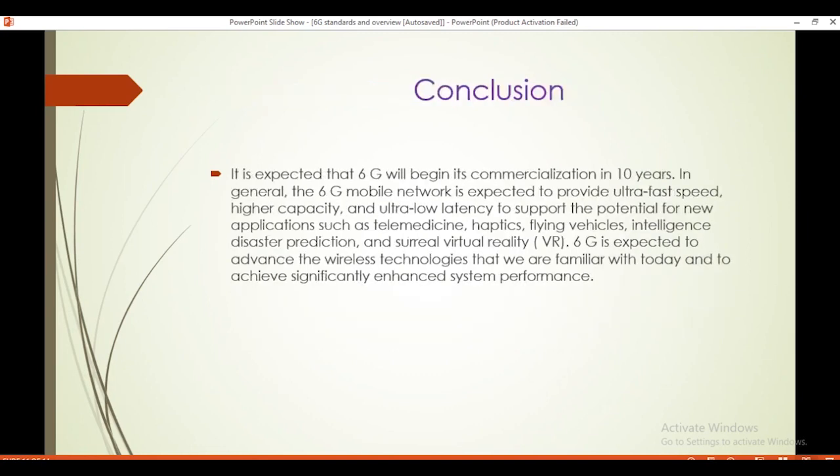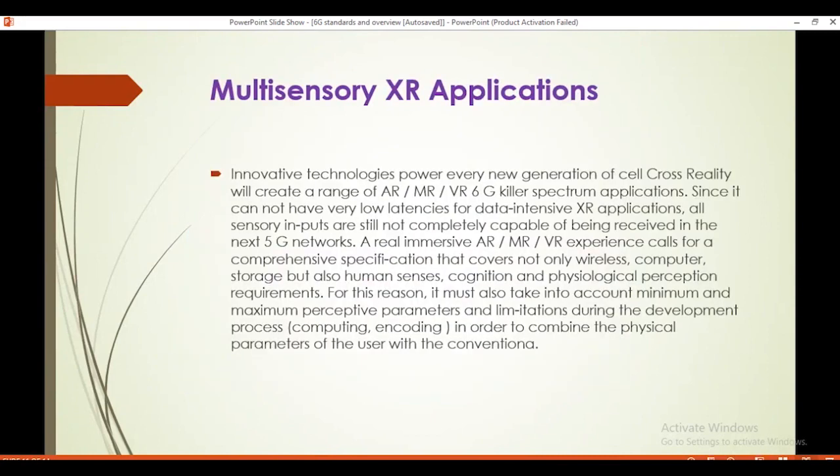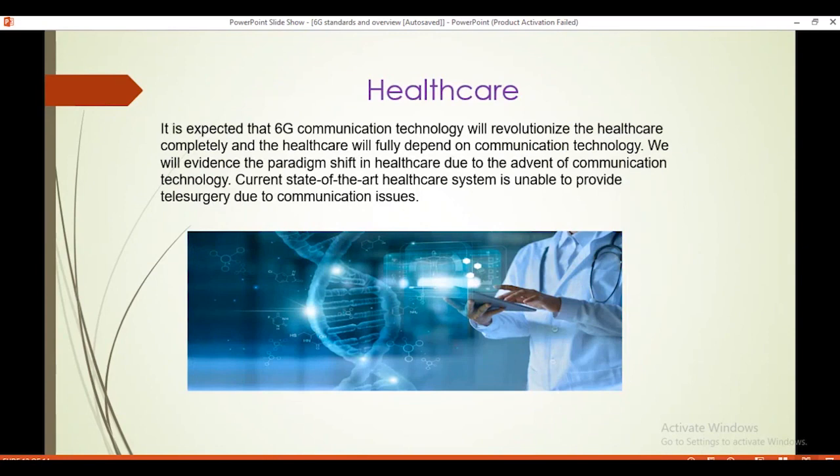If we go to the conclusion, here we have talked about one of the applications of 6G. Let's talk about the healthcare sector and how 6G will affect healthcare. It's expected that 6G communication technology will revolutionize healthcare completely, and healthcare will be fully dependent on communication technology. We will witness a paradigm shift in healthcare due to the advent of communication technology. The current state-of-the-art healthcare system is unable to support remote surgery due to communication issues, and what we are expecting from 6G is to solve that problem and give a low latency network that will make it possible to do telesurgery.